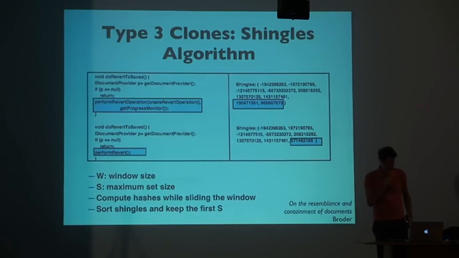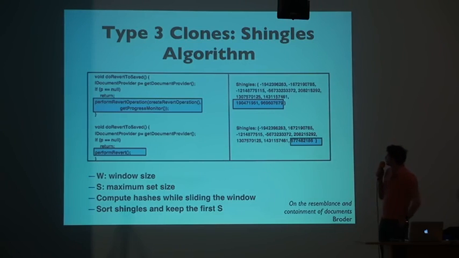So this is how we do the type 3 cloning. It's inspired by a paper by Broder. It's an algorithm called shingles. It's quite a cool idea. He used it to detect similar text.